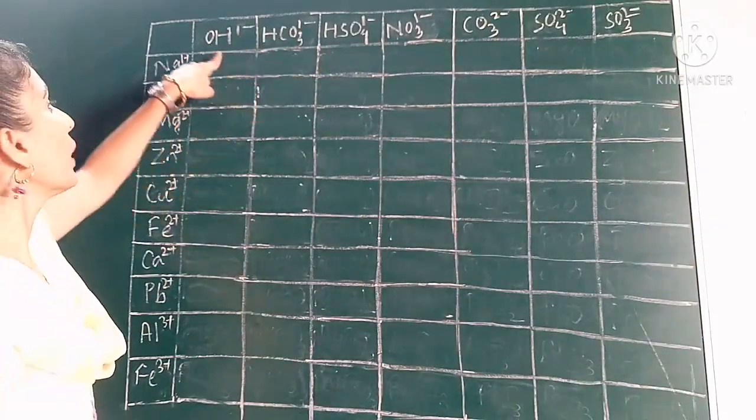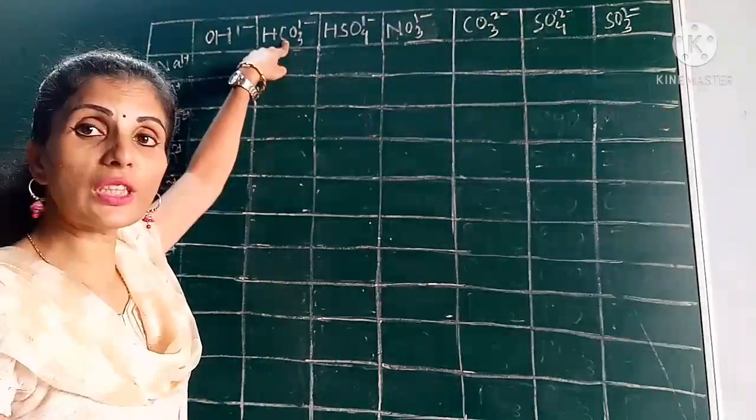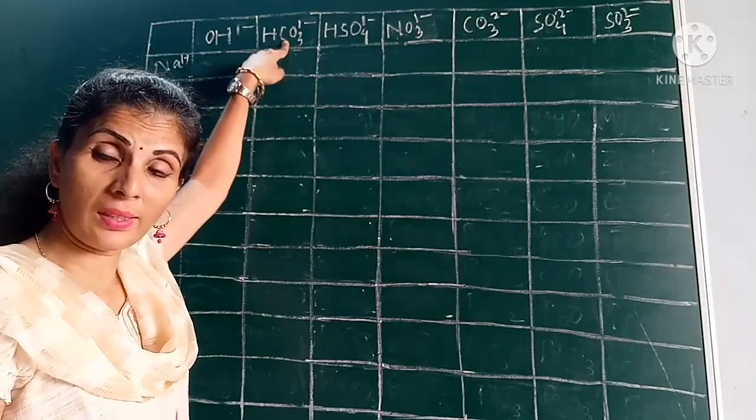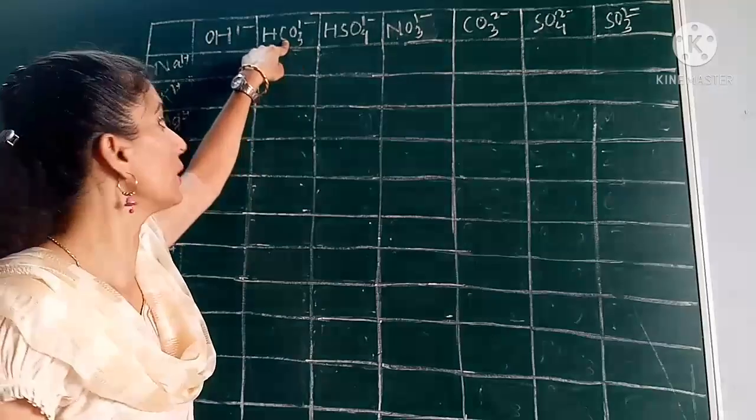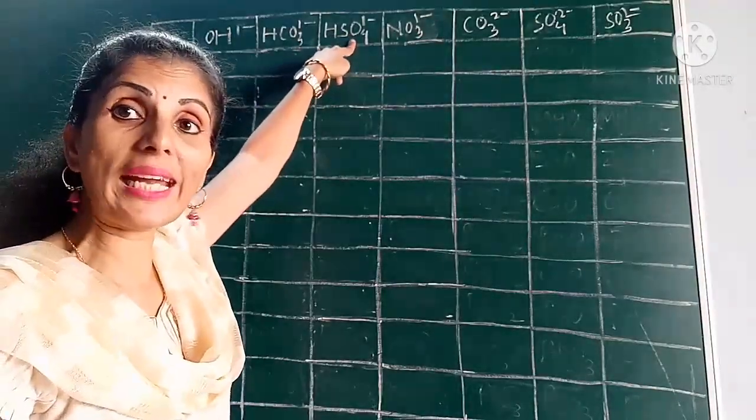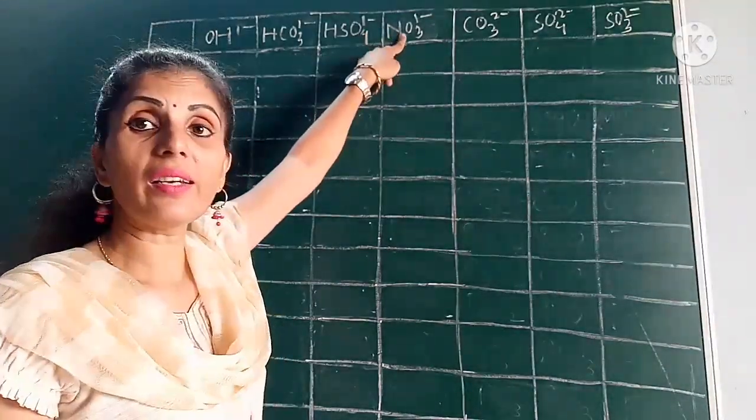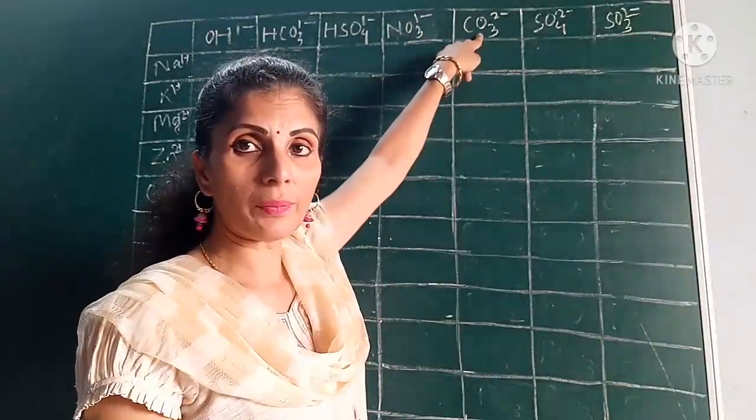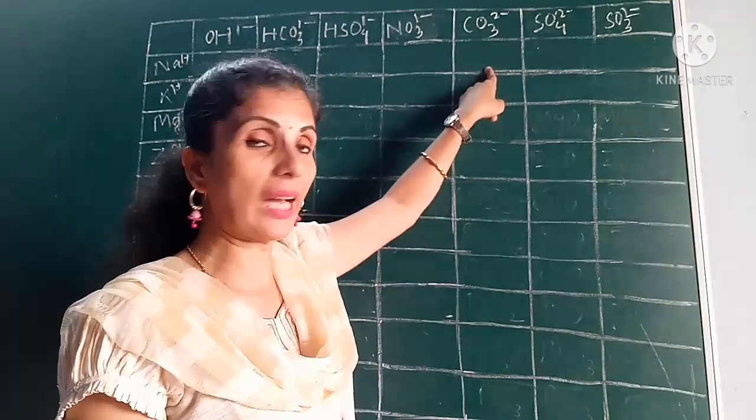Now see how to make Na1 plus, OH1 minus. First let us read. OH means hydroxide. HCO3, hydrogen carbonate, or you can say bicarbonate. If hydrogen is present, then you can put the word bi, hydrogen carbonate or bicarbonate. HSO4, bisulfate, or hydrogen sulfate. NO3, nitrate, ATE. CO3, carbonate. If H is there, bicarbonate. If only CO3, then carbonate.